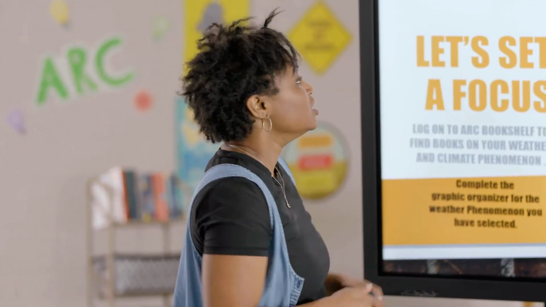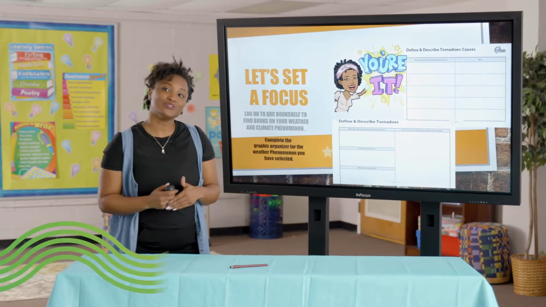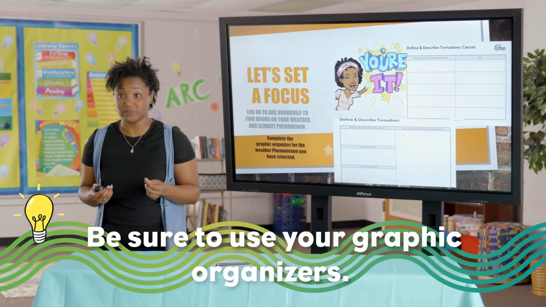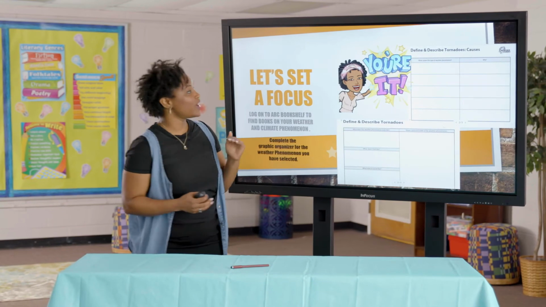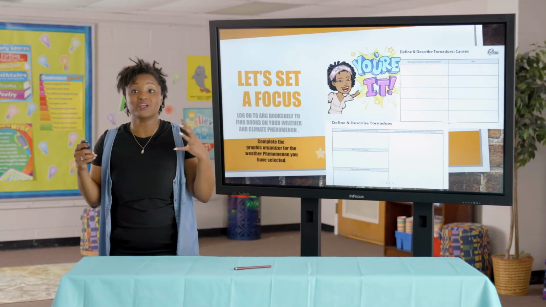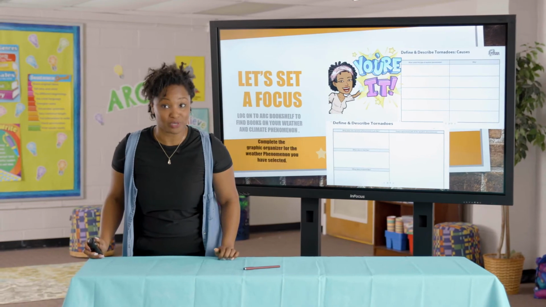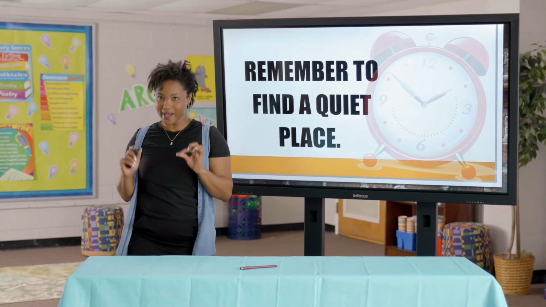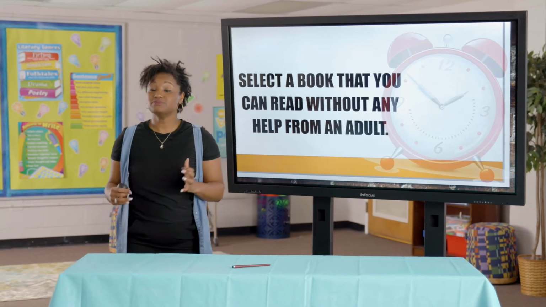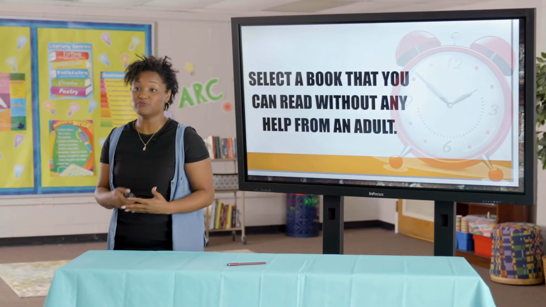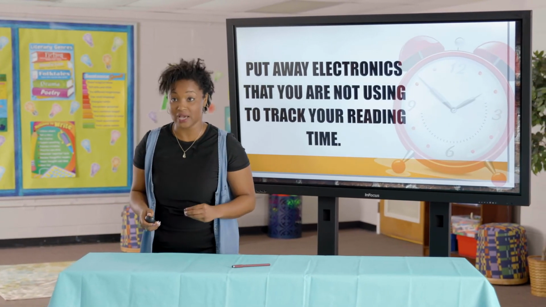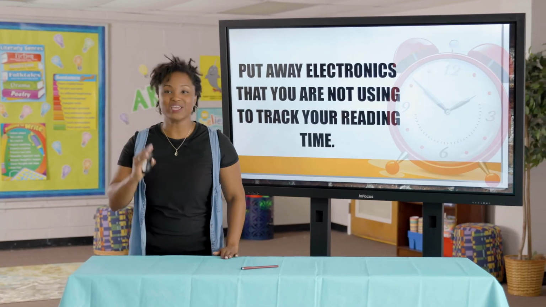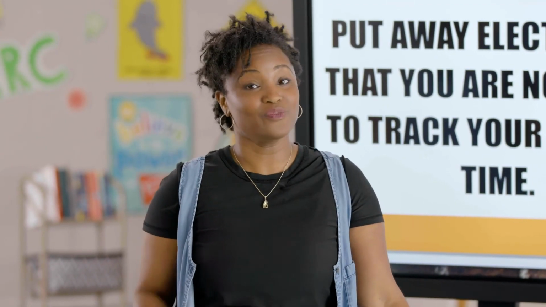Let's set a focus. The two graphic organizers that you used from our previous lesson, you're going to use those graphic organizers again today during your 30-minute reading. Be sure to select different books. The different books will allow your graphic organizer to become more full and more diverse with information to put in your informational book. Now, remember to find a quiet place that you can focus. Try to find text that you can read on your own without the help of an adult. Put away any electronics that you're not using to track your reading time. And last of all, read, read, read. And if I could add one more, research.